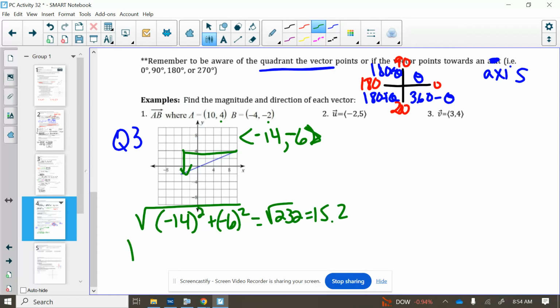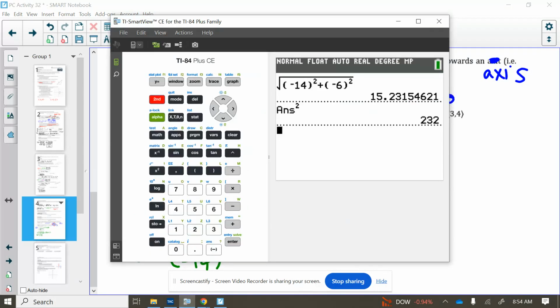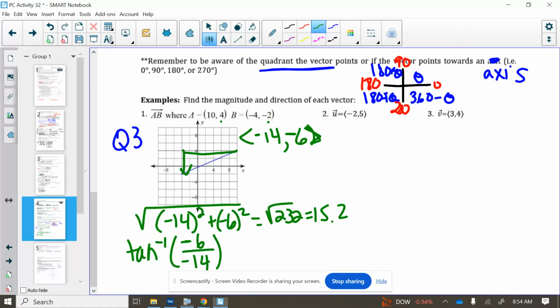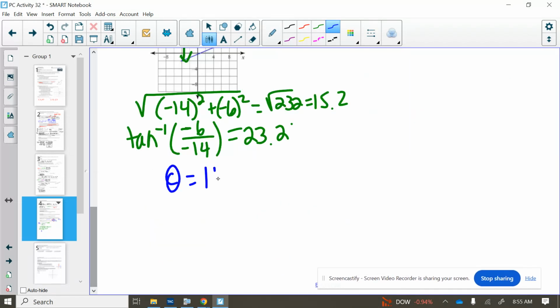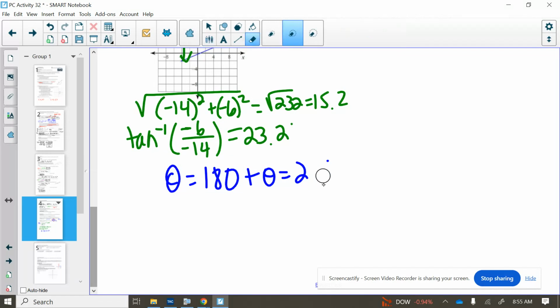And then for our direction on this one, we are going to take tan inverse of our b value divided by our a value. In this case, tan inverse of b divided by a gave us 23.2 degrees. Now we know though that this is pointing towards quadrant 3 from our given. So we have 180 plus theta. That's going to give us 203.2 degrees.